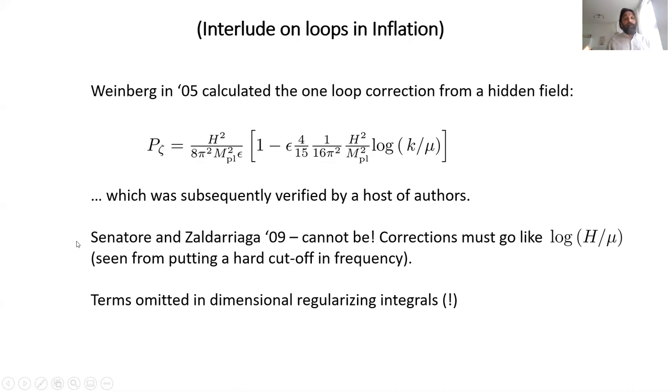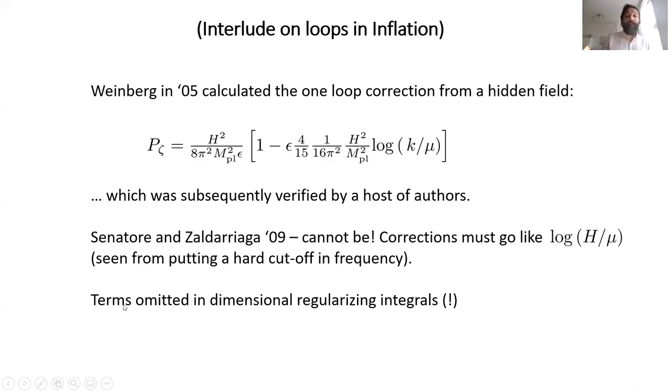But Senatore and Zaldarriaga, in 2009, made a very strong statement, which is that Weinberg was wrong. And they said that this cannot be. In fact, the corrections cannot depend on log k. They must go like log H over mu. And what that means is that there is no running. There is no dependence on the scale of a loop correction. And they got this from imposing a hard cutoff in frequency space.